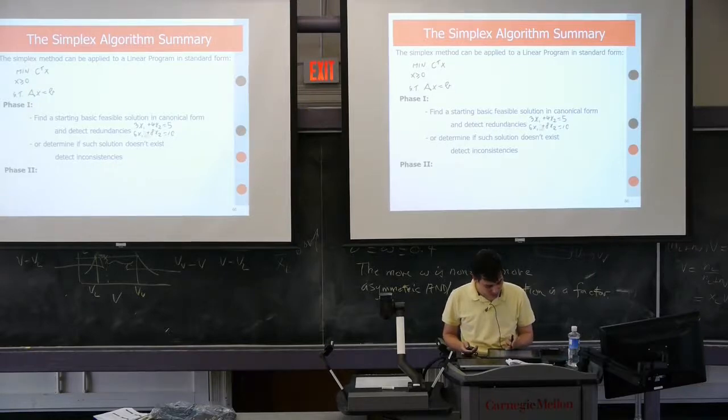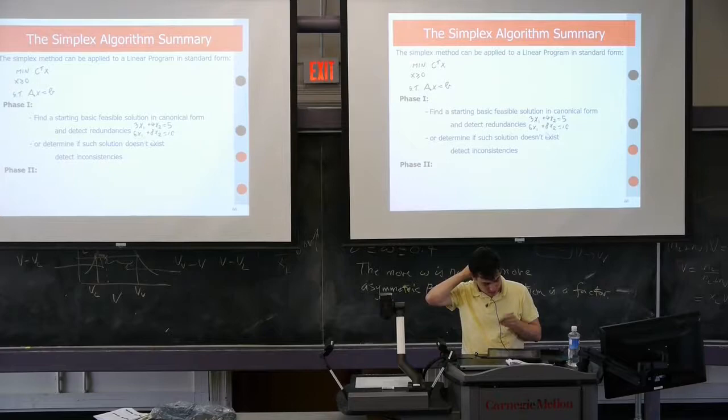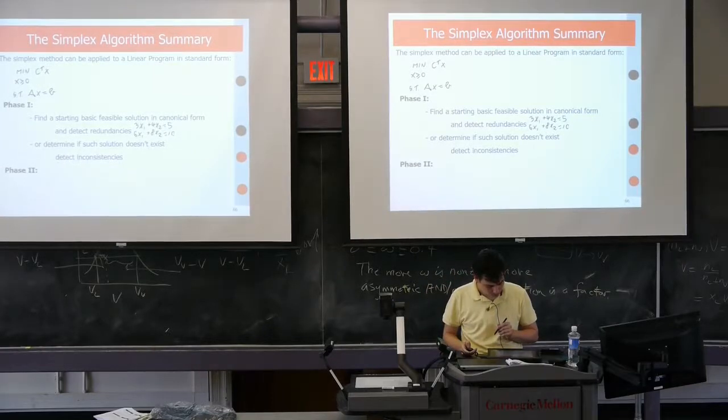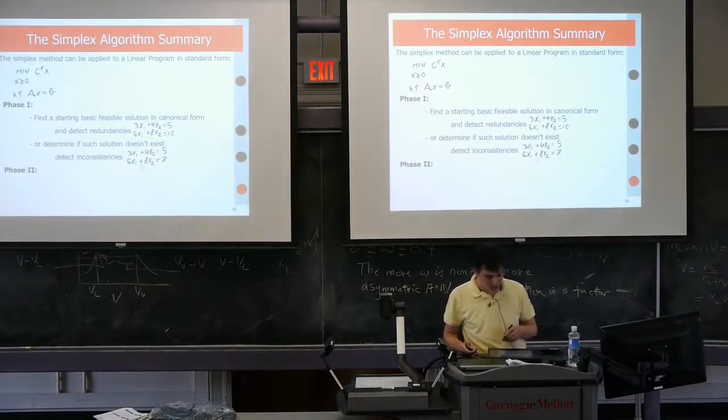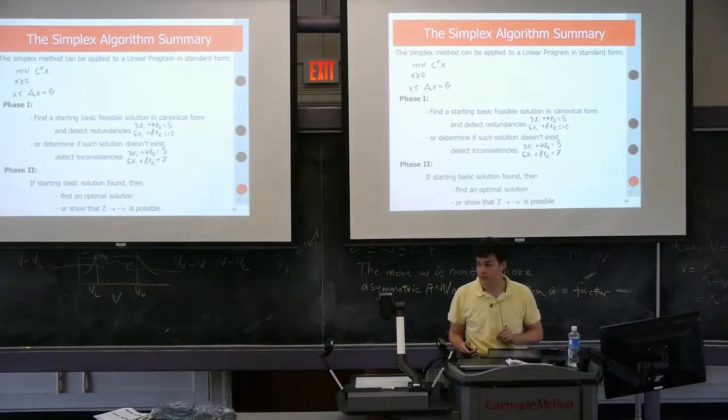We can also detect redundancies in phase 1. So for example, if 3 times x1 plus 4 times x2 is 5, and 6 times x1 plus 8 times x2 is 10, then this equation is redundant. And in phase 1, we can also detect if the equations are inconsistent. For example, if we have 2 constraints like this, then we cannot have any feasible solution. And phase 2 is just what we discussed.